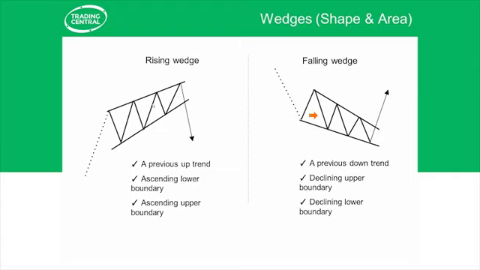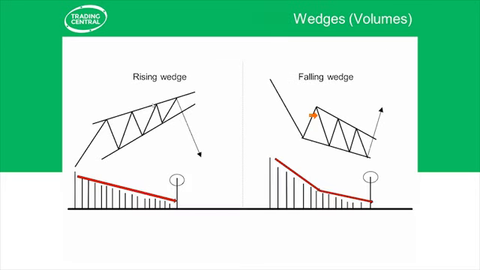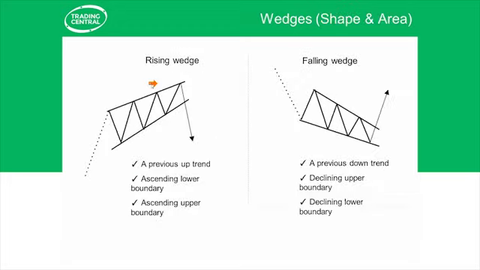So the rising wedge is a bearish pattern that begins wide at the bottom and contracts as prices move higher and the trading range narrows. So rising wedges are bearish and falling wedges are bullish. You have to see a previous uptrend for the rising wedge pattern, and you have to identify a previous downtrend for the falling wedge pattern.